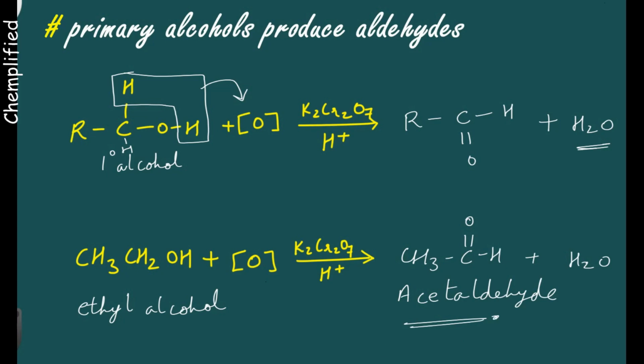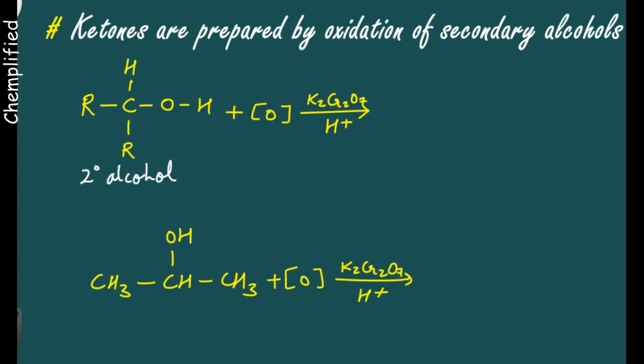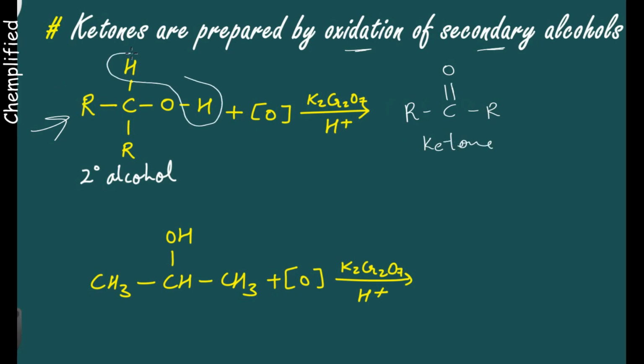Now, what will happen if you use secondary alcohol in place of primary alcohol? For the preparation of ketones, oxidation of secondary alcohol is done. This is your secondary alcohol. When you oxidize it, you will get R-C double bond O-R. This is your ketone. And in this reaction also, these two hydrogens will take up oxygen and form water molecule, right? Understood? I hope you understood.